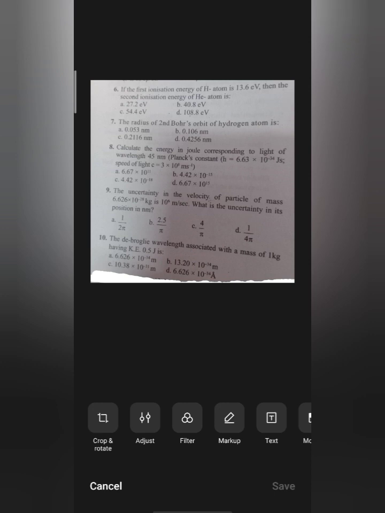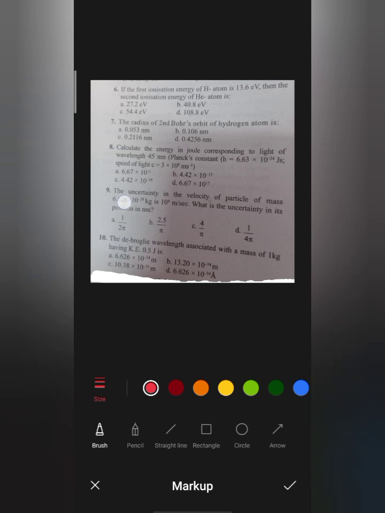Now comes to the seventh question. The radius of the second Bohr orbit of hydrogen atom is. Again, you know the formula of radius. Radius is equal to 0.52, or you can say 0.53, n square by Z, right? Just substitute the value of n equals 2 and Z equals 1. So you will get 2.116 Angstrom. As the options are in nanometer, the answer will be 0.2116 nanometer. That is option C, the correct answer.